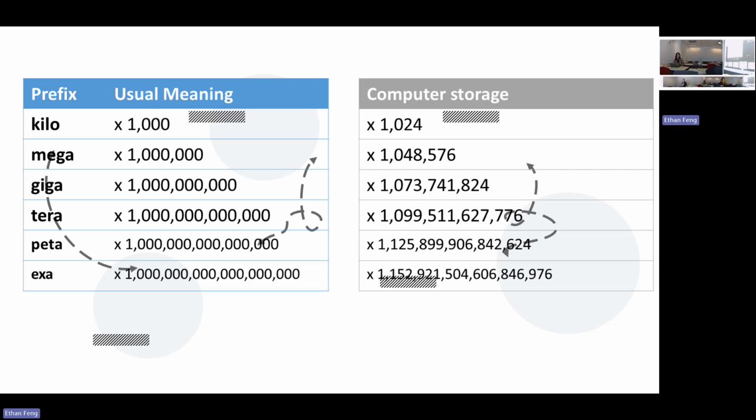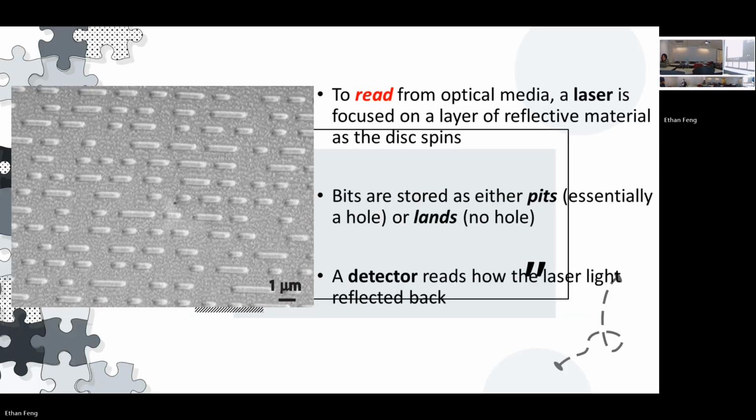Now I'm continuing on to the next topic, which is optical storage. There is another kind of storage, which is optical. Each of them has a pit and a land, which is hole and non-hole. To read it, we use lasers. We use a laser on the reflecting material as it spins, and the detector reads the 0s and 1s. If it's a hole, it's 0. If it's a land, it's 1. Simply like that.